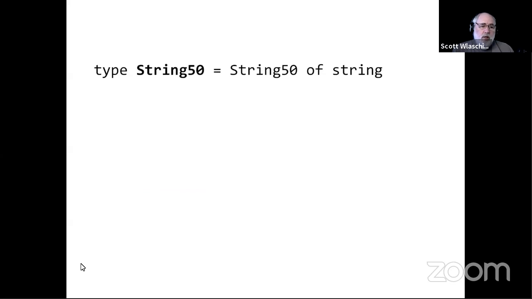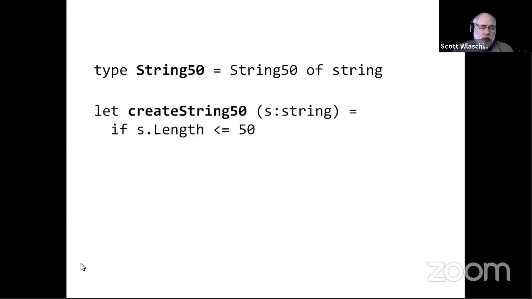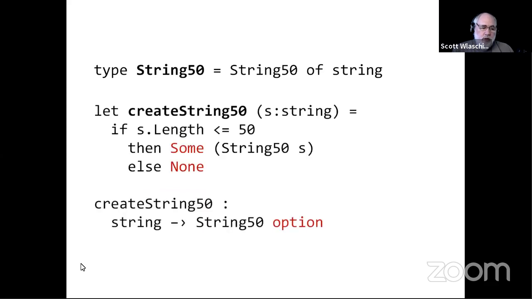Here's another one, String50. We're going to make a wrapper around it. And then we want to create it. If the length is less than 50, that's good. Otherwise, it's bad. And again, if I look at the signature, it says, you give me a string and I might give you back a String50 if it's a valid input. Otherwise, you get back nothing and you're going to have to deal with it.